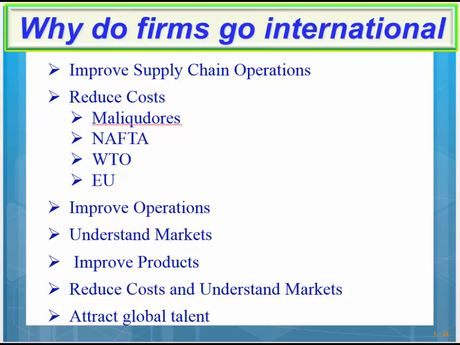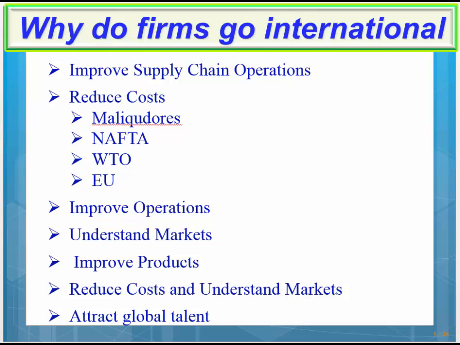You could read this in the books. You could make some notes now on your handout, however you want to handle it. You're welcome to stop and start the video or whatever you need to do. So, of course, to improve supply chains, to reduce costs, and we have these various different trade agreements. That's what those are underneath. And then we find it improves operations. It helps us understand the markets that we function in. It improves the products because we are living in the place where the product is being used, so that makes more sense. It helps us reduce costs and attract and maintain global talent.